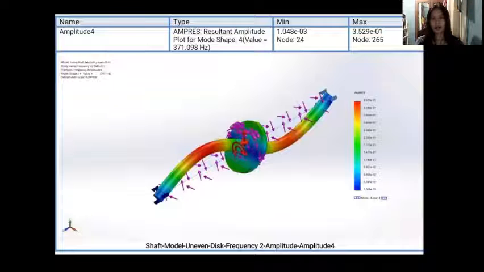So what receives the vibration is the rod, around the middle of the rod on both sides, left or right of the rod on the shaft. The minimum is still the tip or some part of the disc, at 1.48 times 10 to the power of negative 3. Then the maximum, in the middle of the rod as we can see in the picture, is 3.529 times 10 to the power of negative 1.